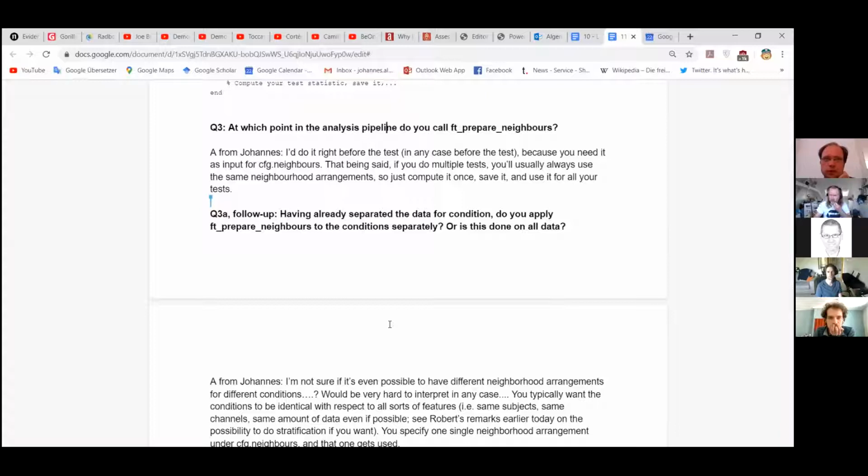It's a bit weird if you have different channels for different analyses. It's a bit hard to compare them. But yeah, that's just practically. You only have to do it once, not separately for every test, but just do it once.